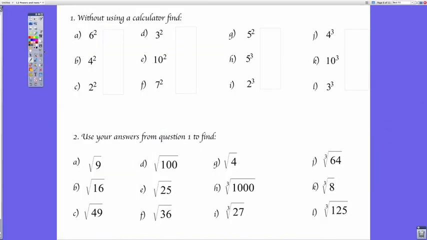Firstly, without using a calculator, find these square numbers and also cube numbers. Press pause and go through and answer these questions, and then we'll quickly go through the answers.